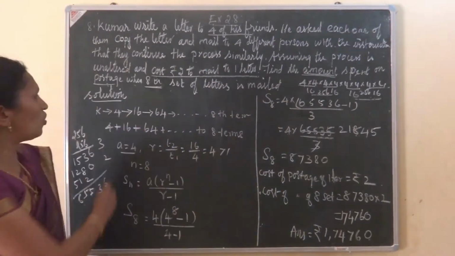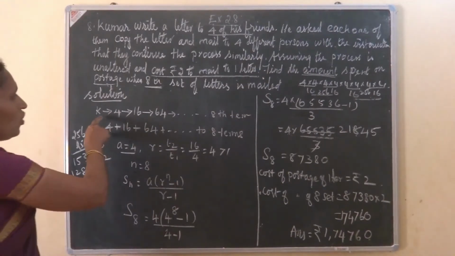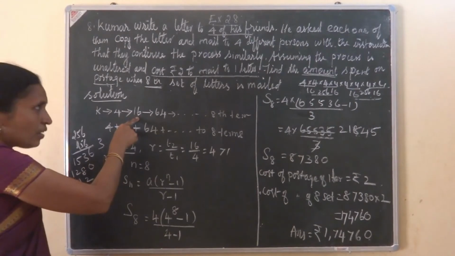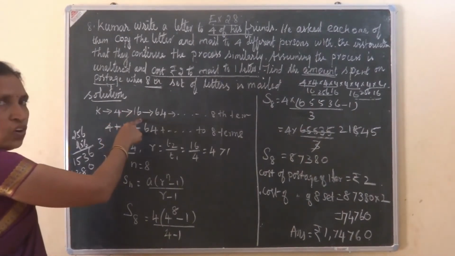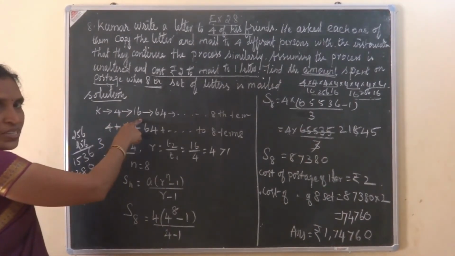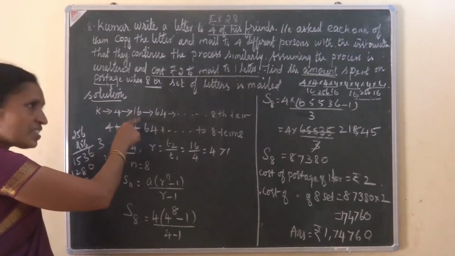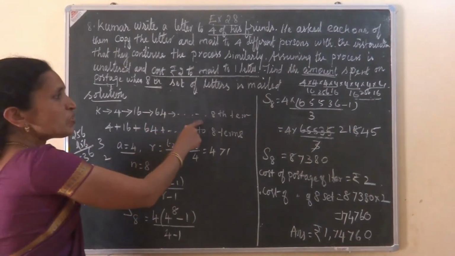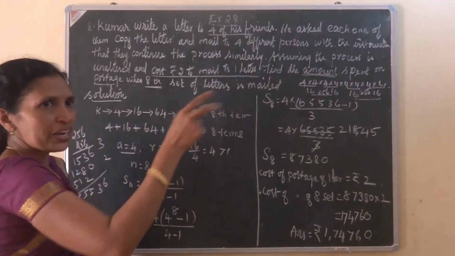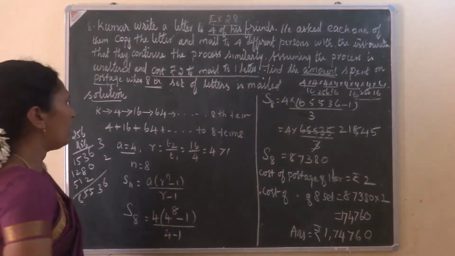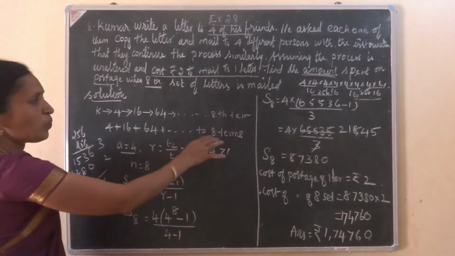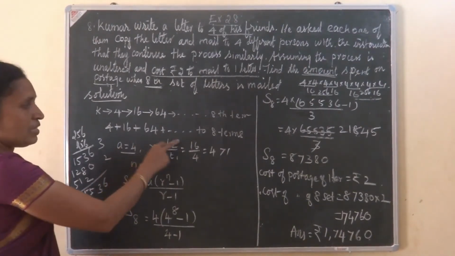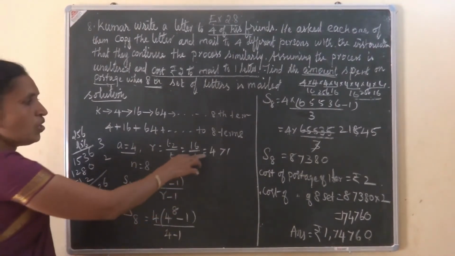Very simple. Kumar writes a letter to 4 of his friends. The 4 friends give to 4 friends each, so 16. Next, the 16 students give to 4 members each, so 64. Up to 8 times they are giving. So 4 plus 16 plus 64 plus etc. to 8 terms. In this series, A equal to 4, R equal to 4.